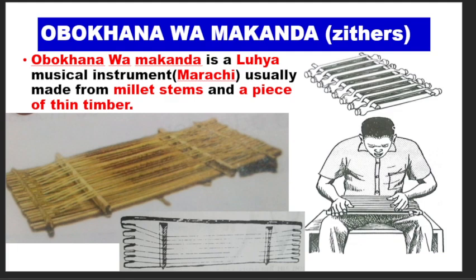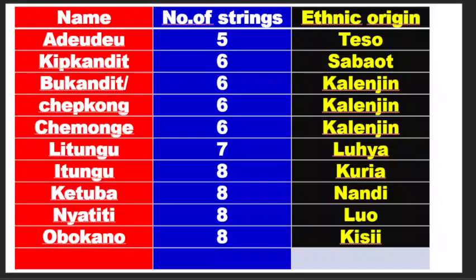So as we almost come to the end of our lesson, we summarize what we have said. We have the Deudeu, 5-string, from the Teso. Kipkandit, 6-string, from the Sabaot. Bukandit, 6-string, from the Kalenjin. Chepkongo, 6 strings, from the Kalenjin. Ritungu, 7 strings, from the Luya. Iritungu, 8 strings, from the Kuria. Ketuba, 8 strings, from the Nandi. Nyatiti, 8 strings, from the Luo. Obokano, 8 strings, from the Kisii. We almost come to the end of our lesson.